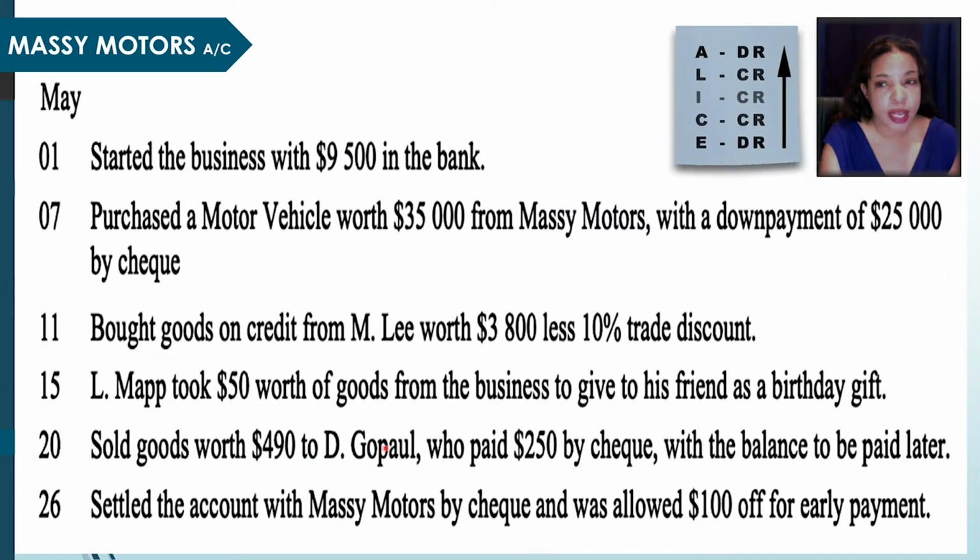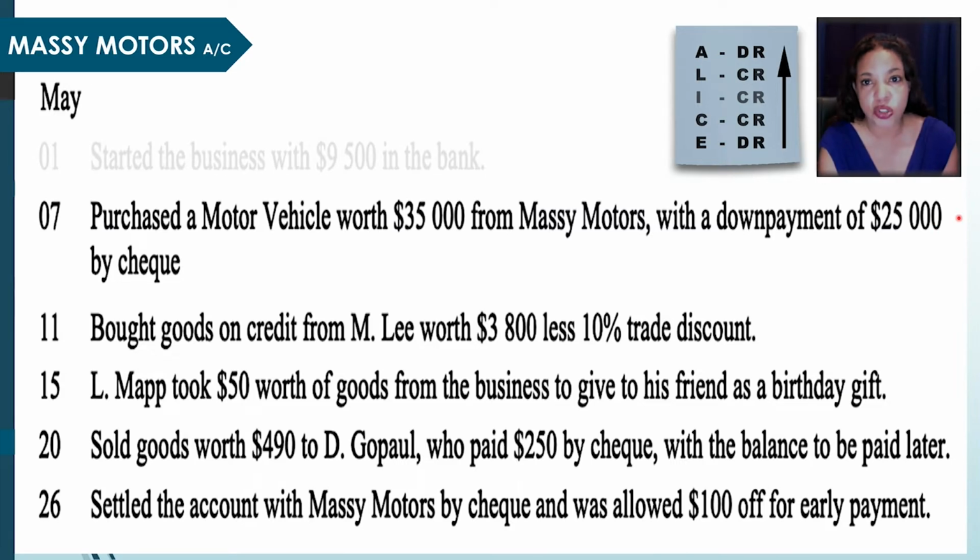So here we have each transaction. Since we are doing the Massy Motors account, that is what you are going to be looking out for. The first transaction you would see, there is nothing with Massy Motors. On the 7th, however, there is: purchased a motor vehicle worth $35,000 from Massy Motors with a down payment of $25,000 by check. So one time, what you do is you look at Massy Motors and you know that this transaction is going to deal with the Massy Motors account.